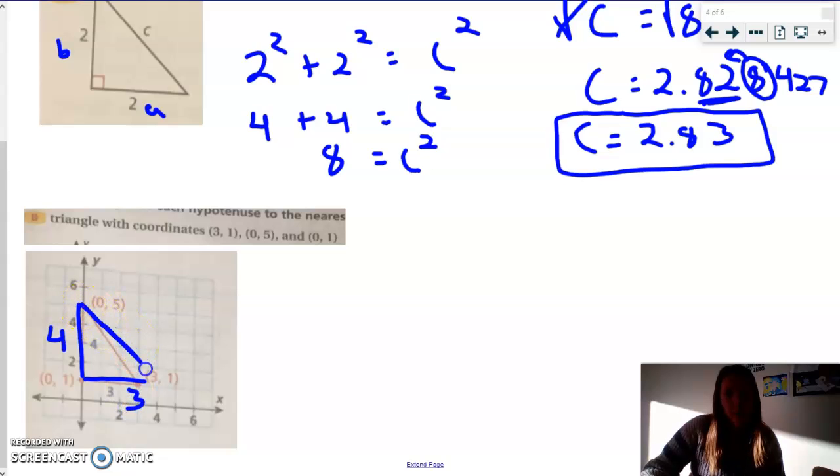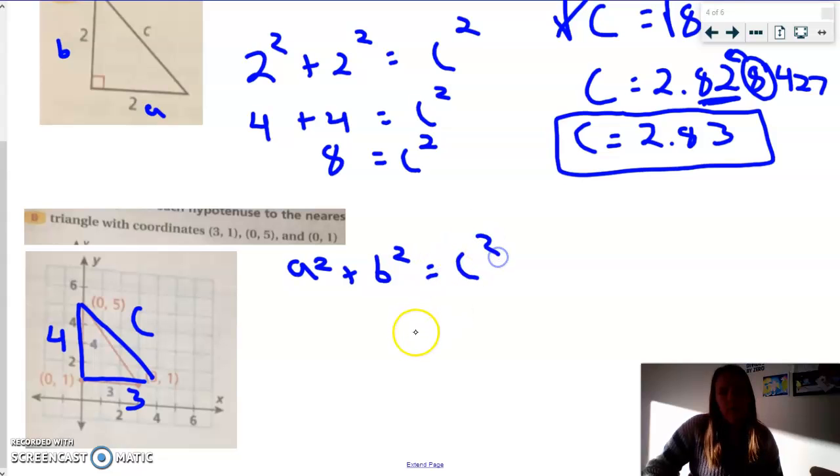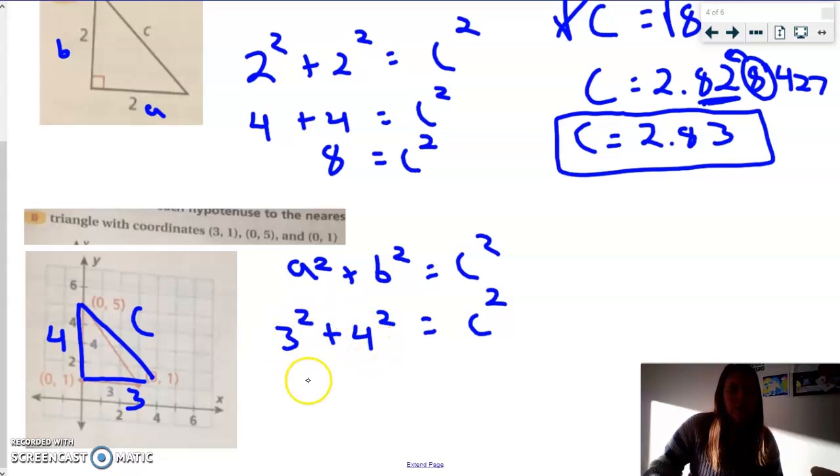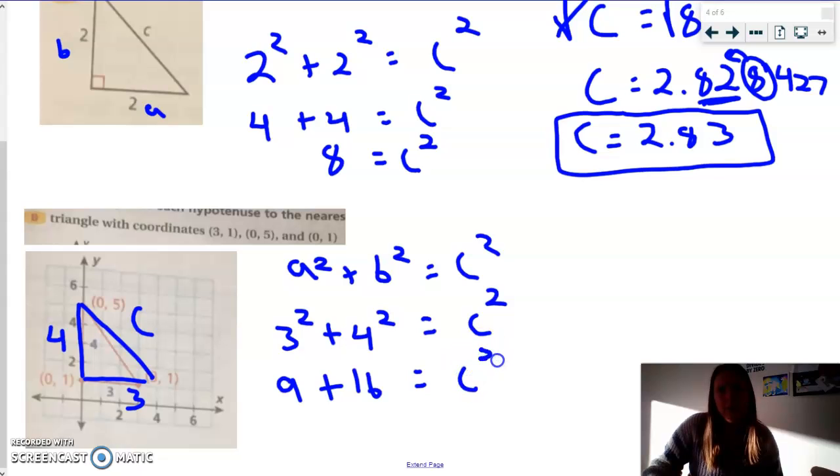So again, we need to figure out what this one is, which is our c value. So we're going to have a squared plus b squared equals c squared. Well, we don't know what c squared is, so we're just going to leave it as c squared. It doesn't matter if 4 is a or if 3 is a, so I'm just going to take 3 squared plus 4 squared. Again, doesn't matter which one's b as long as you're just using the other one. So 3 squared is 9, 4 squared is 16, c squared.